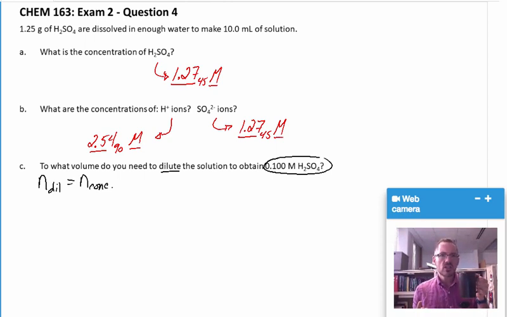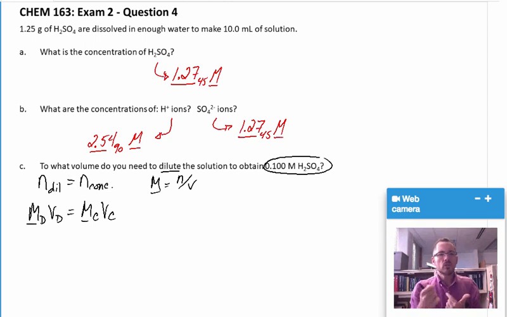The only thing that's going to change is the total volume of that solution. So since my number of moles of diluted and concentrated will be the same, I can take this one step further because I know that my molarity is always moles over volume. So my molarity of the diluted times the volume of diluted will always equal the molarity of the concentrated times the volume of the concentrated. So let's take a look here.